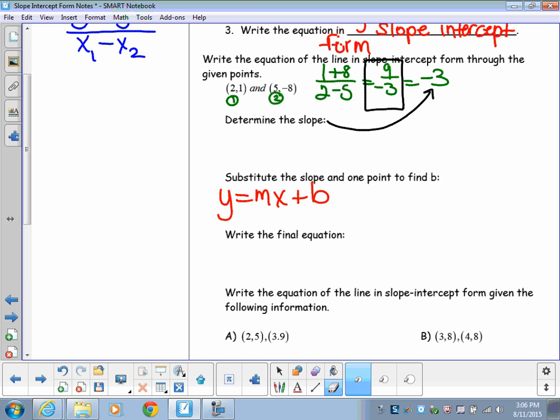In order for you to substitute, you have to pick one ordered pair. I always pick the ordered pairs that have both x and y as positive numbers. So I'm going to pick ordered pair number 1. So instead of writing y, I'm going to write the number 1. My m represents my slope, so I have a negative 3. My x is going to be the number 2. Now I solve.